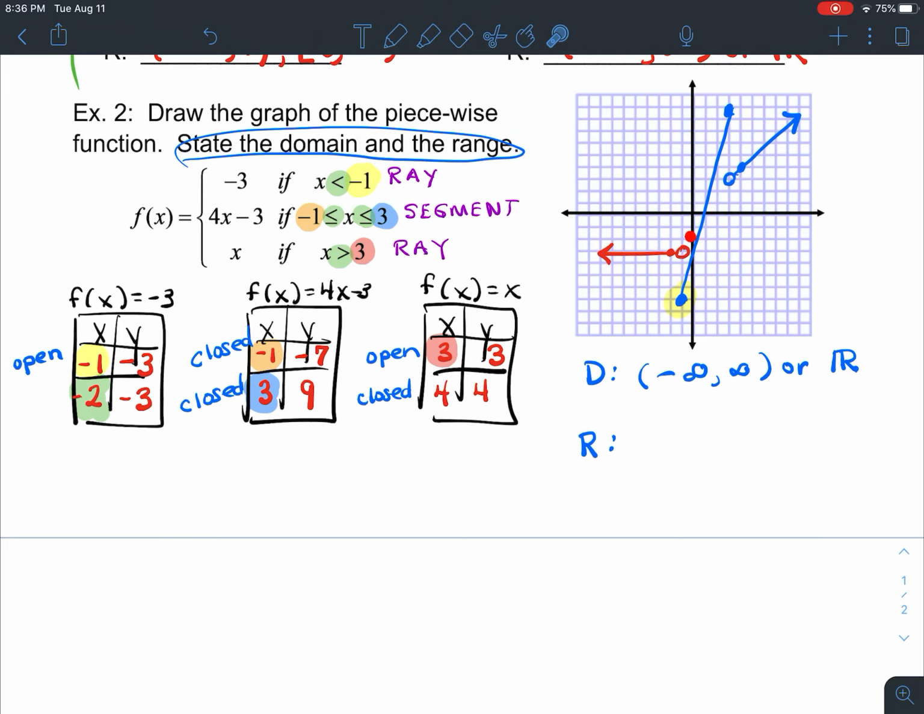Then I'm going to do the range. What is the lowest y value? Well, this point right here is the lowest y value. I believe that was a -9. Okay, as I travel up this graph, it stops up here. I'm sorry, not -9. I think it was -7. Okay, it stops up here at 9.